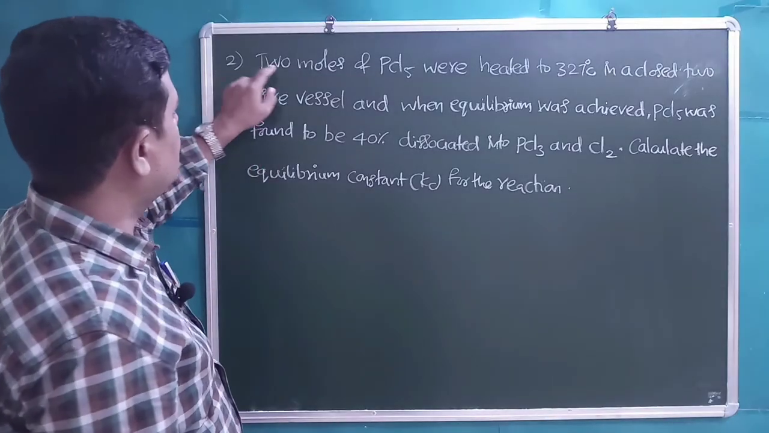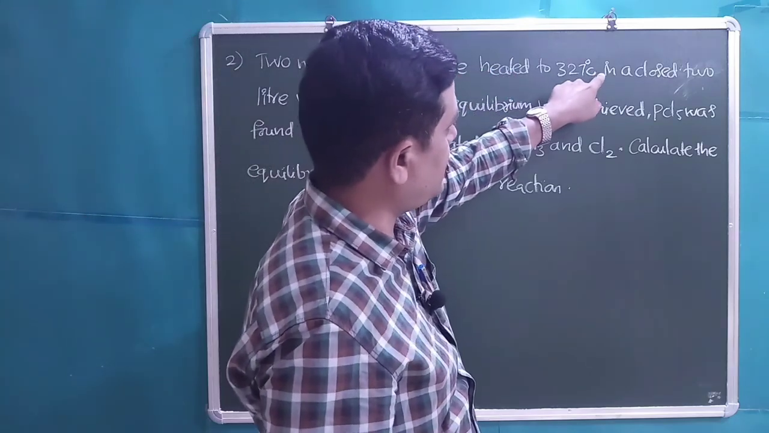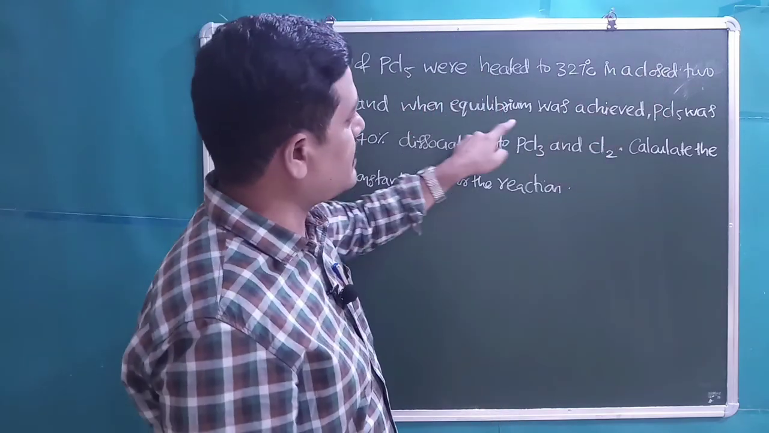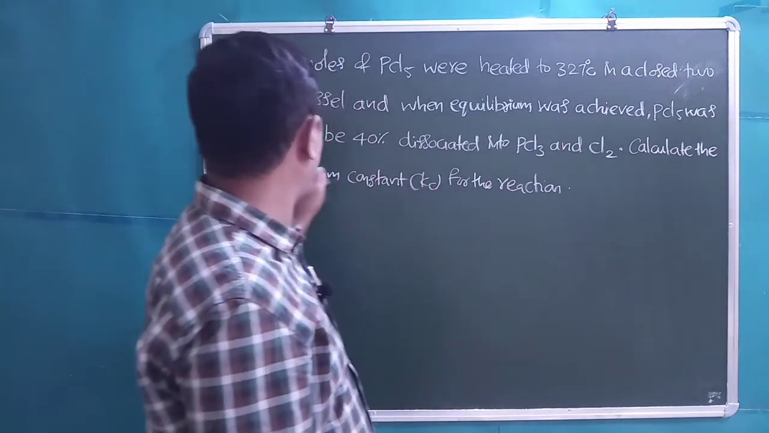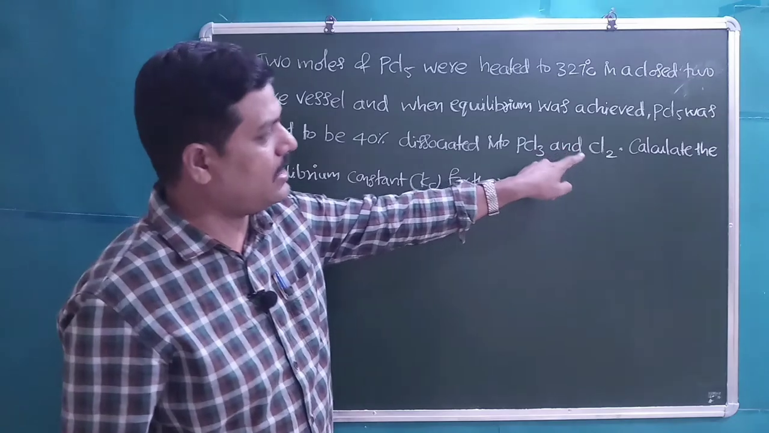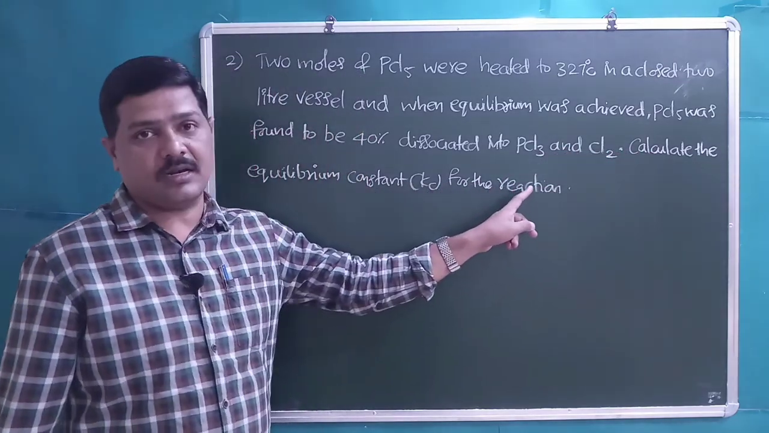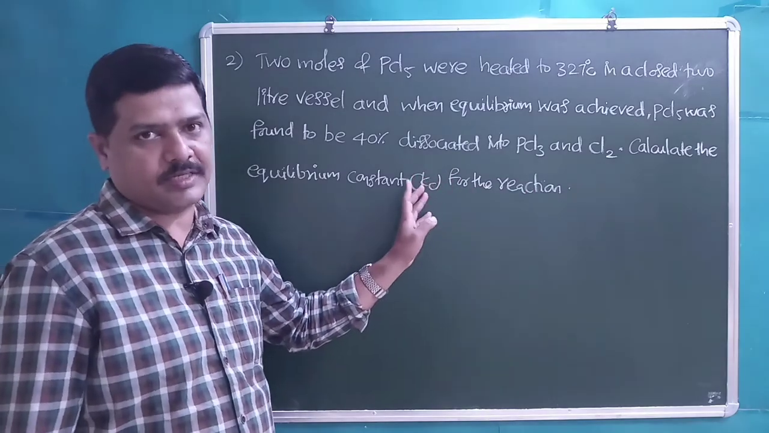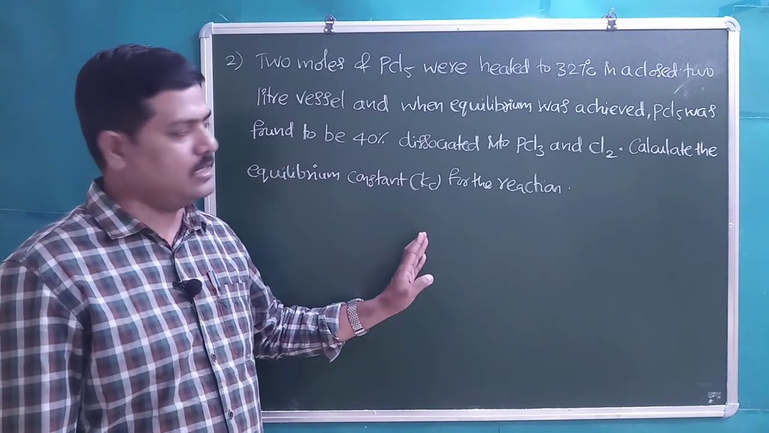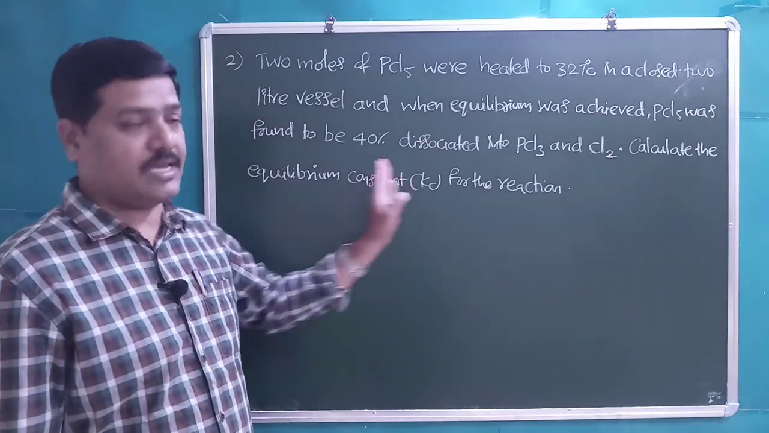Students, next question. 2 moles of PCl5 were heated to 327 degrees Celsius in a closed 2-liter vessel, and when equilibrium was achieved, PCl5 was found to be 40% dissociated into PCl3 and Cl2. Calculate the equilibrium constant Kc for the reaction. This is a different model of question. Earlier they gave the Kc value and we calculated equilibrium concentrations, but here we need to calculate the equilibrium constant Kc value.